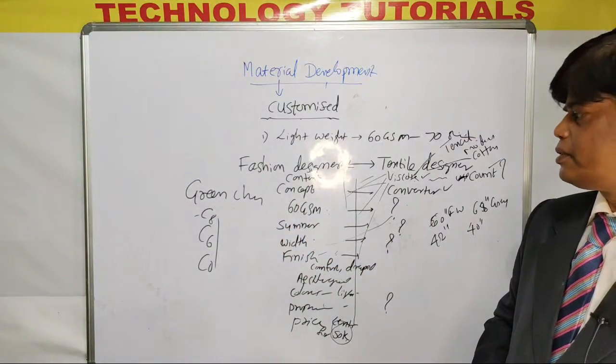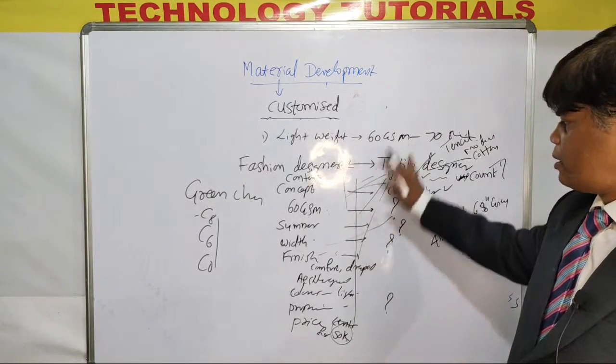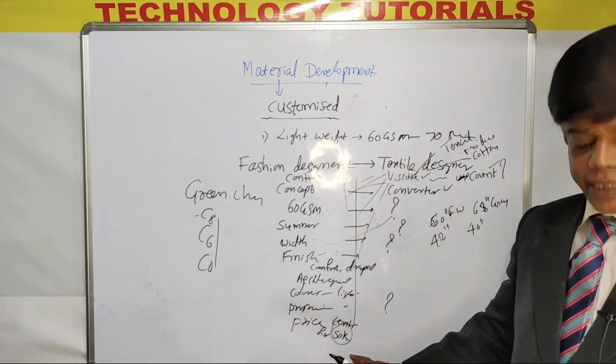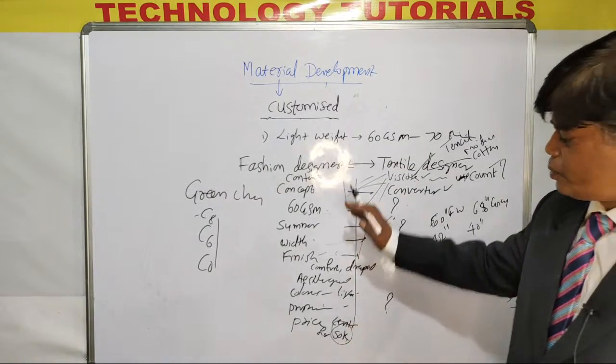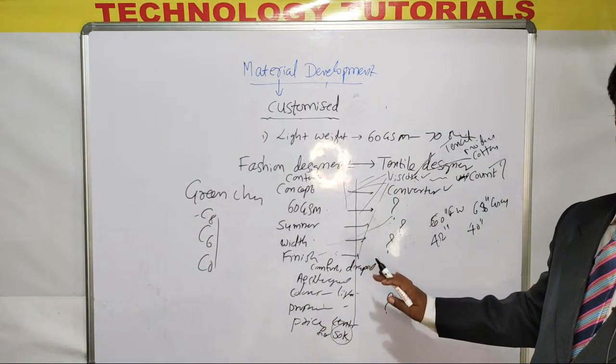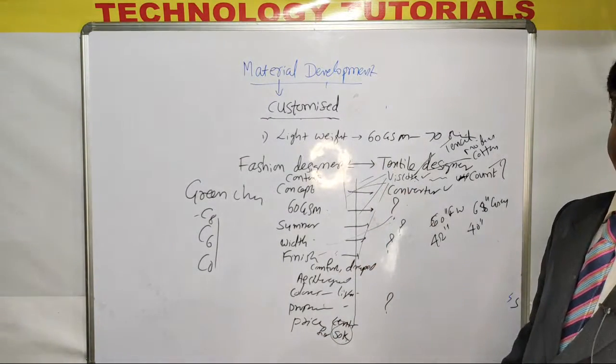Restricted substances list: whatever chemicals they are using in the production of this quality, it has to pass the RSL, the restricted substances list. It has to pass physical properties. These are the questions cooked up by the developer for customized development.